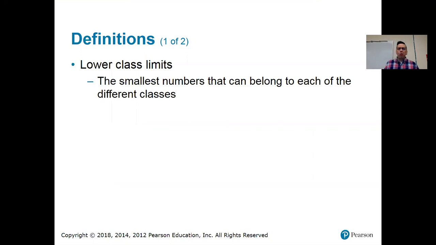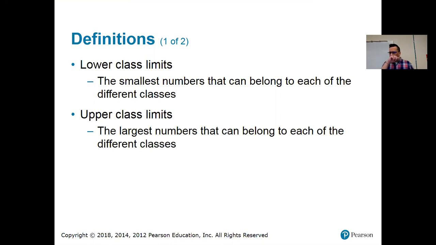Okay, first, just a little bit of light vocabulary. When we talk about the lower class limits in a frequency distribution, these are the smallest numbers that can belong to the different classes. So here's an example that you're familiar with. When you get a syllabus for a new class, it shows you the grading system. So classes would be things like 90 to 100, you get an A, 80 to 89, you get a B, 70 to 79, you get a C. So the lower class limits for your grades would be 90, 80, 70. It is the lowest score that you can get and get that grade, okay?